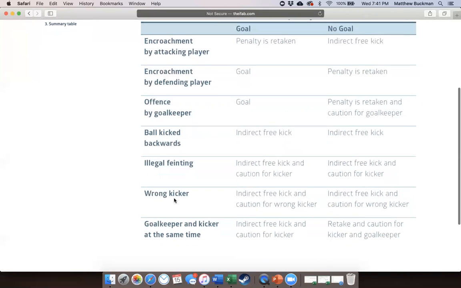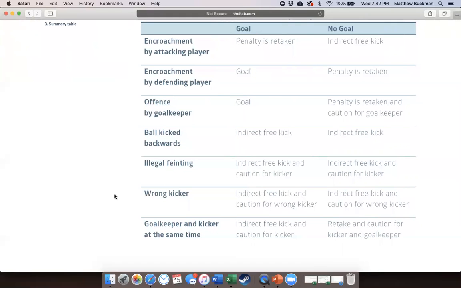If we have the wrong kicker take the kick, meaning we have one player identified and then somebody runs up and takes it, that's not that player, no matter if the ball goes in the goal or not, we are going to issue an indirect free kick, and we're going to caution the player who actually kicked the ball. We only caution the wrong kicker on this one.